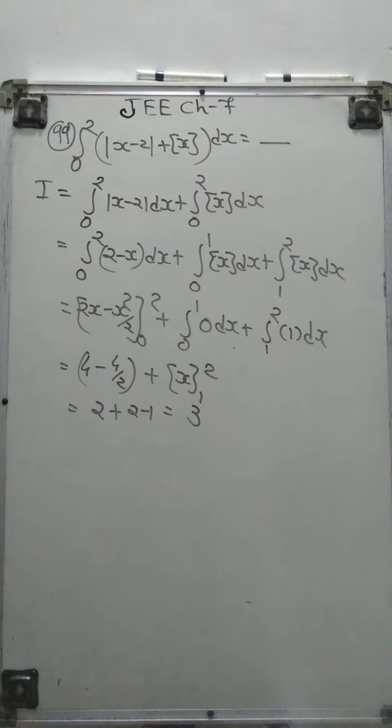Okay. So this way generally we take all the important sums of the JEE of chapter 7 here, up to 99 sums we completed. So therefore this chapter is almost completed.